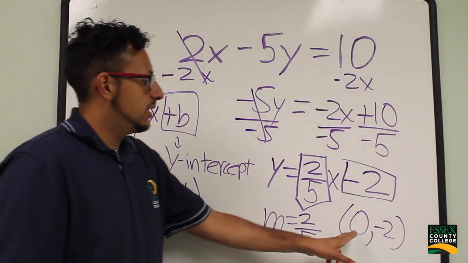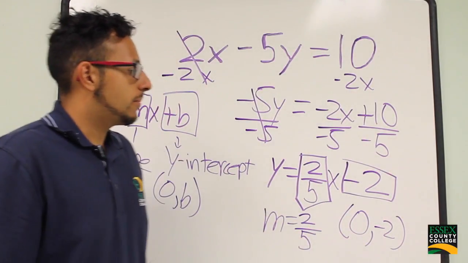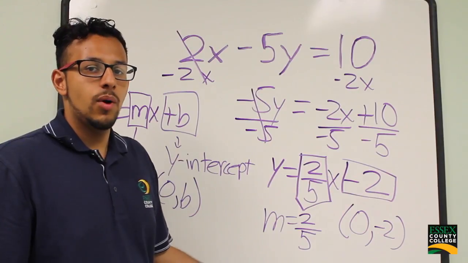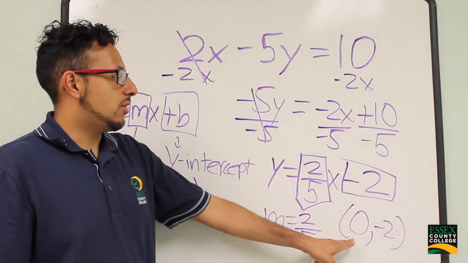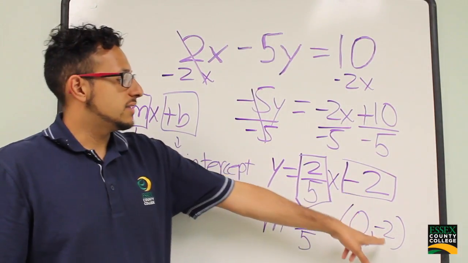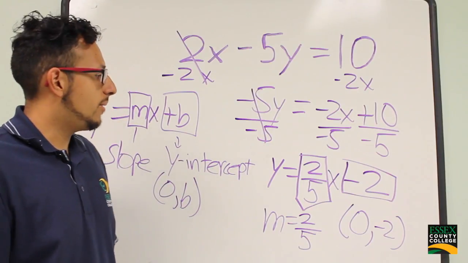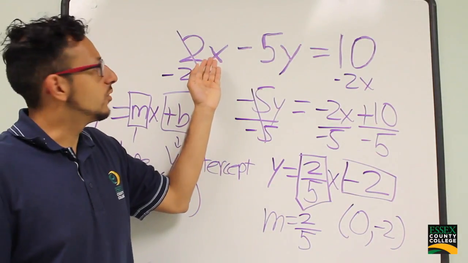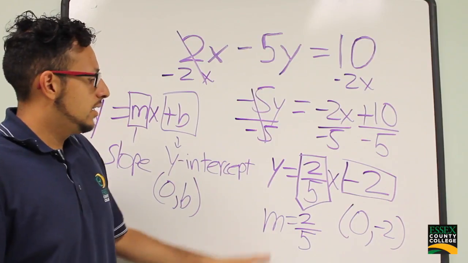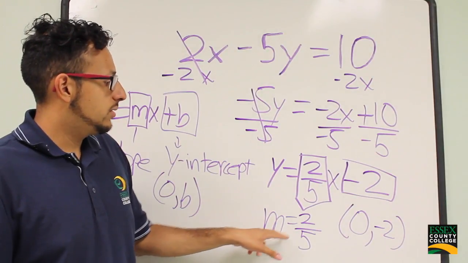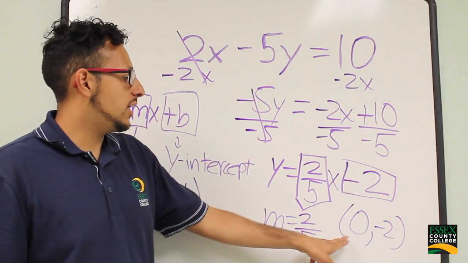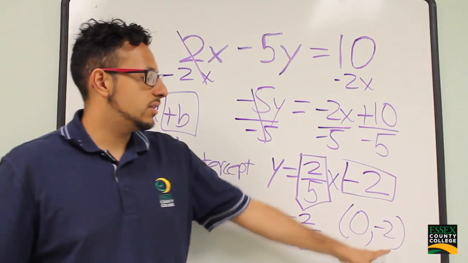Therefore, in this case, it's 0, negative 2, because we know that for the y-intercept, the x is always 0, and the b is given as the y. So for this problem, when it tells us to identify the slope and y-intercept for this line, we figured out that the slope is 2 over 5, and the y-intercept is 0, negative 2.